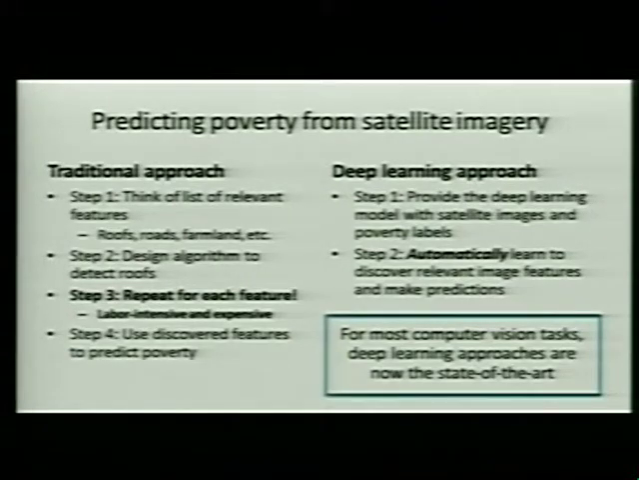So one question that you might have here is, okay, if you have a lot of satellite images with poverty labels, then you can train this deep learning model. But what happens if we don't have the poverty data? Because isn't that why we started working on this problem in the first place?